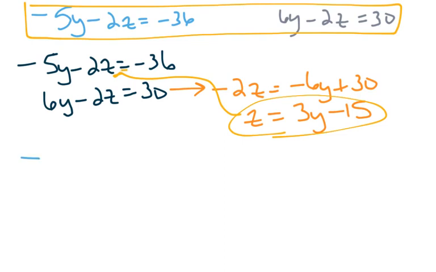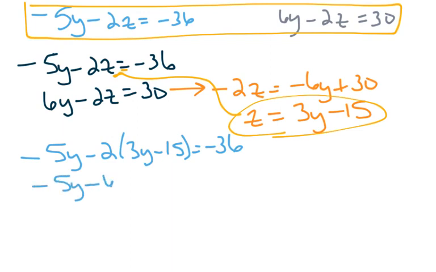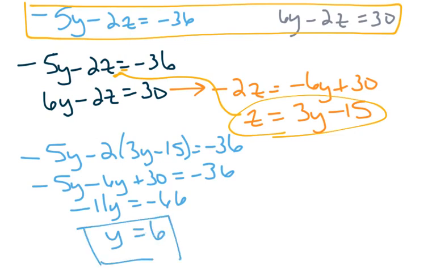So then I would now have negative 5y minus 2, and instead of z, I'm going to write what z equals, 3y minus 15 equals negative 36. So negative 5y minus 6y plus 30, by using my distributive property, equals negative 36. Combining like terms, I would have 11y's. I know that I'm going to solve this for y, so I'm just going to go ahead and subtract my 30 from both sides. So that's going to give me negative 11y equals negative 66. Divide by negative 11, and I know that my y is going to equal 6.